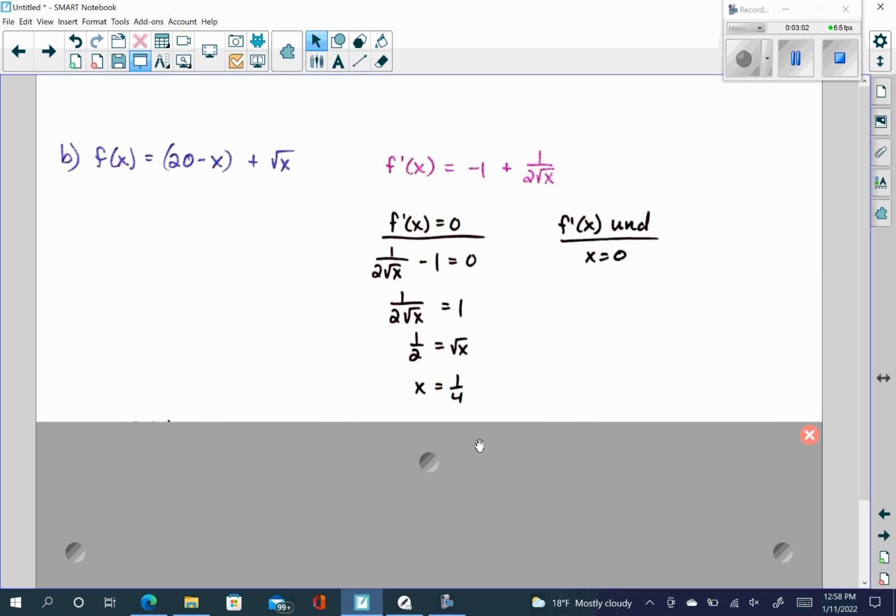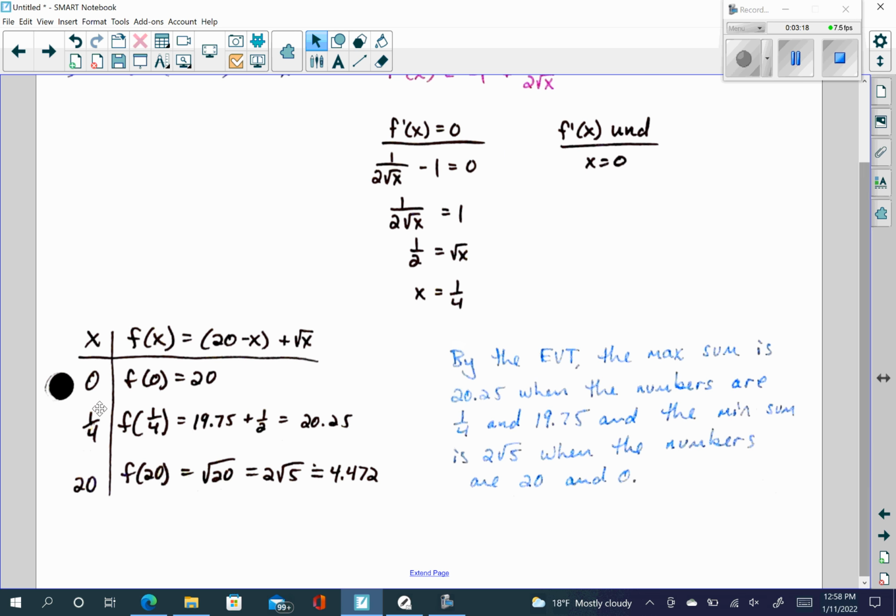Again, the fact that we're between 0 and 20, we know that this first derivative is undefined when x is equal to 0, which is the first endpoint. And then we set this equal to 0, and we only want the positive, so x is equal to 1/4. We create a table. 0, 1/4, and 20 are what we're using here. So we say by the extreme value theorem, the max sum turns out to be 20.25 when the numbers are 1/4 and 19.75, because that's just 20 minus 1/4. And then the minimum sum is 2 radical 5, or you could use a decimal equivalent, when the numbers are 20 and 0.